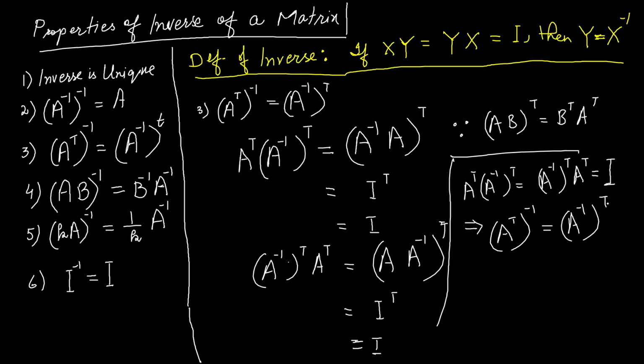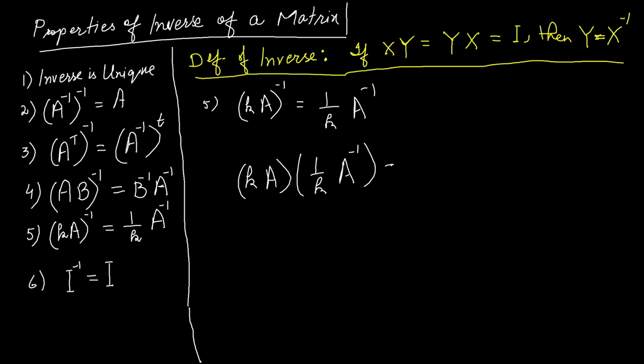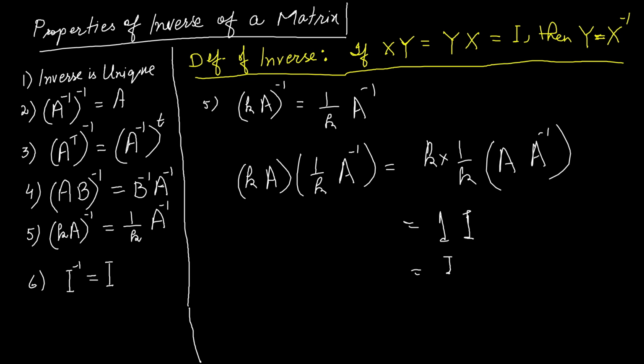We can also prove the fifth property, which is inverse of KA is equal to 1 by K into A inverse. We can verify this by multiplying KA with 1 over K into A inverse, which is equal to the identity matrix. The sixth property, that the inverse of an identity matrix is the identity matrix itself, is straightforward.